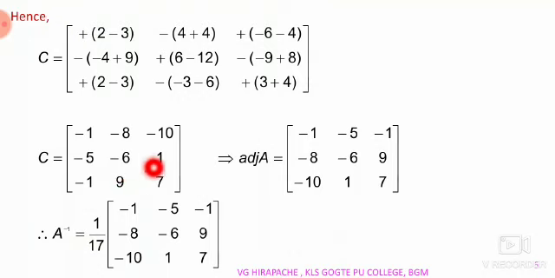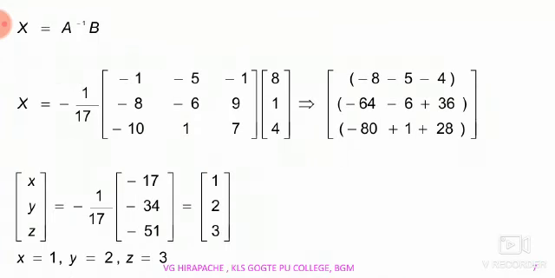To find the inverse of a matrix A, one should have the adjoint of the matrix. Adjoint of a matrix is the transpose of the cofactor matrix C. Therefore, the adjoint of A is obtained when the first row becomes the first column, the second row becomes the second column, and the third row is replaced by the third column. Therefore, A inverse is given by the formula 1 divided by the determinant of A into the adjoint matrix. Therefore, this is multiplied with these numbers. Therefore, we have X is equal to A inverse into B.